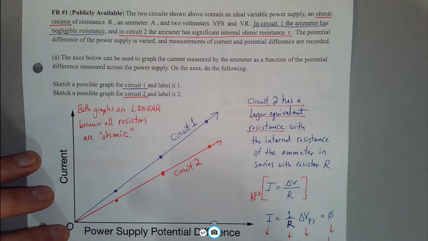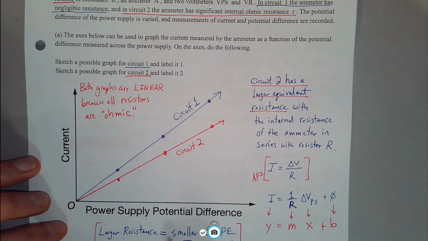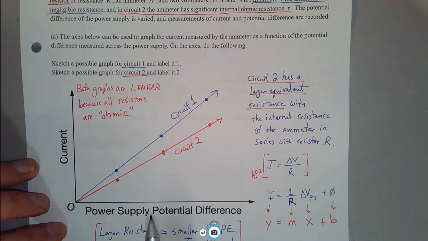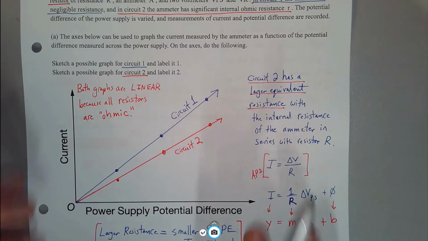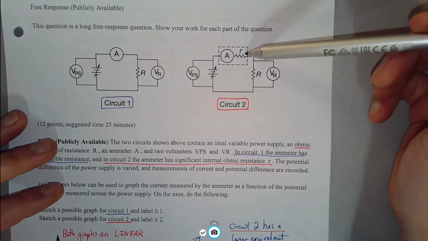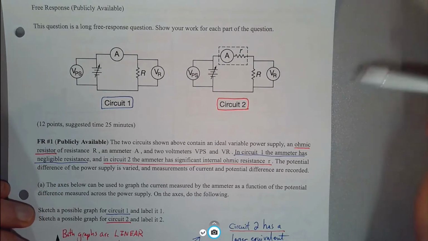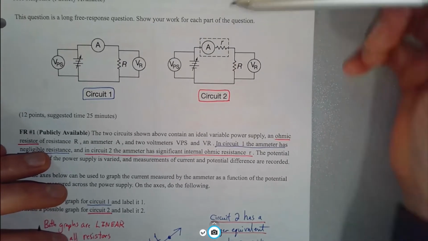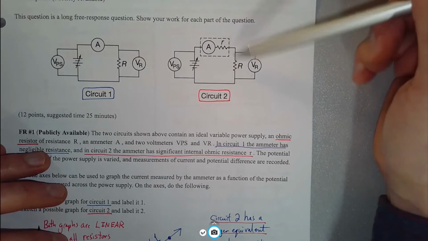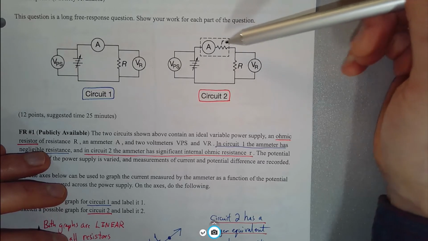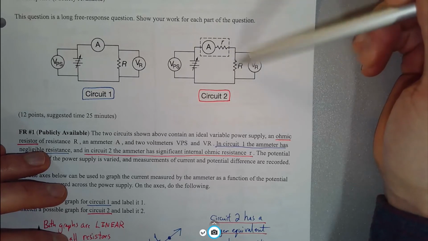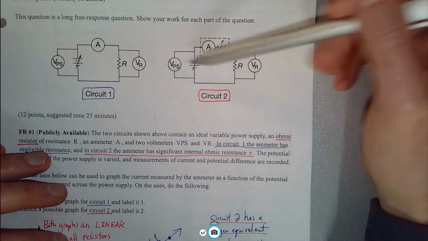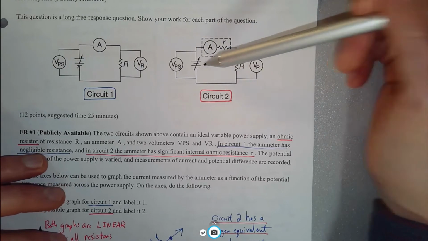So whatever we draw for the relationship between current and potential difference across the resistor, which is the same as the potential difference across the power supply, you're going to get a linear relationship. But how does it look different if we have that added resistance from the ammeter right here? Well, with this added resistance, we now have two resistors in series. This added resistance from the ammeter is going to increase the overall resistance of this circuit. So bigger overall resistance for circuit 2 than for circuit 1 for the same setting on the power supply.